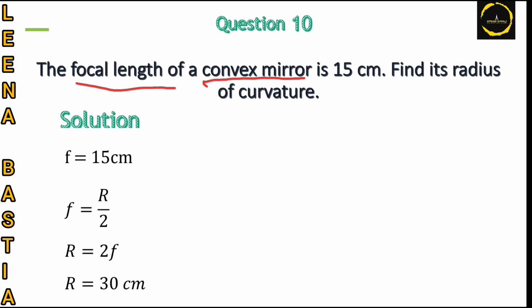So convex mirror means what? The focal length will be positive. So it is 15 centimeter, already written, and the radius of curvature. It's a direct formula. You can just write it down and mention that the radius of curvature is 30 centimeter. Okay. I hope you are clear.